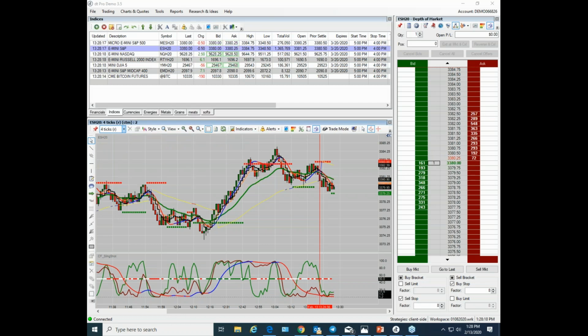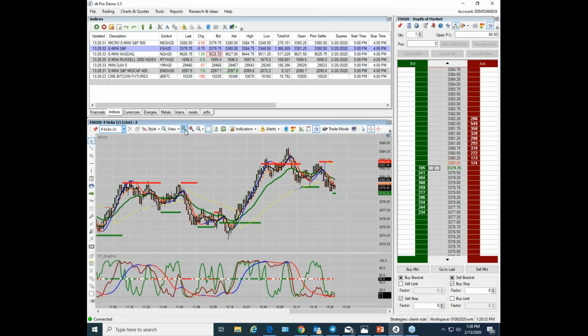No, you don't have to go to a 5-minute. You don't have to go to a 30-minute. You're trading on a 4-tick range. So find the trending markets on a 4-tick range. Okay. You do that by hitting the zoom out button.